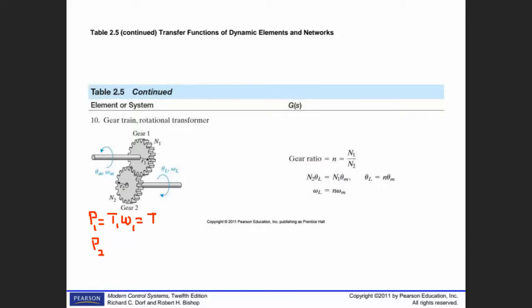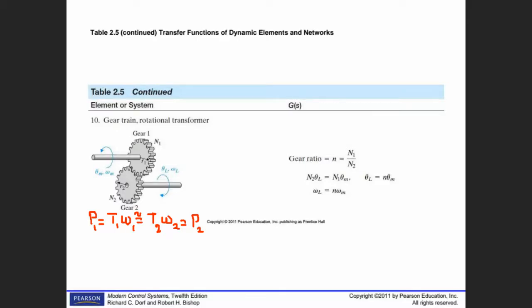torque 2 times omega 2, which is equal to power 2. Of course, approximately. When you neglect the losses, input power is equal to output power.